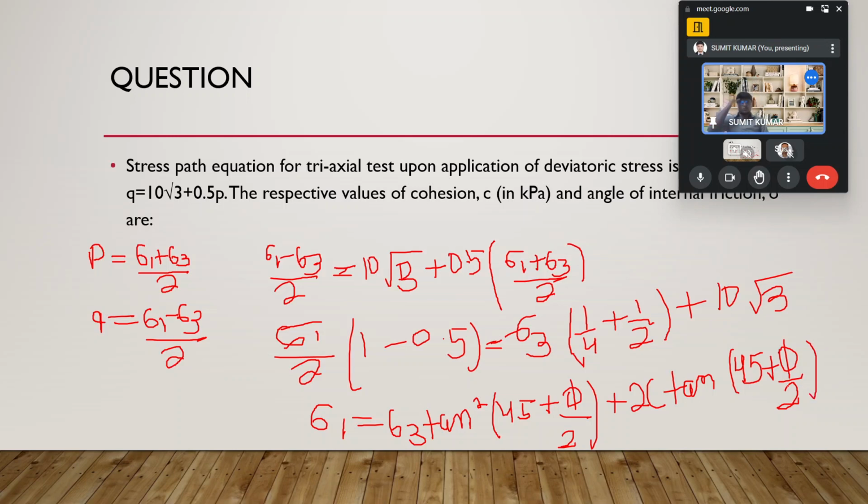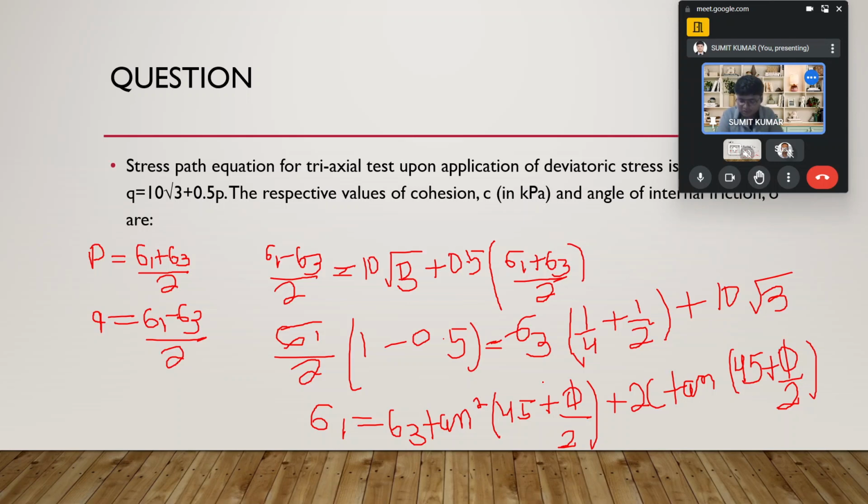Okay. Up to this, the things are clear. On framing this relation, you find some constant over here. This constant becomes equal to 2c tan (45 plus phi by 2). First of all, you solve for tan square (45 plus phi by 2), and you will get the value of phi. On using this value of phi in the relation for this constant, you are able to find the value of cohesion. So the values of c and phi are known to you. When you do this, you are able to state the solution for this problem.